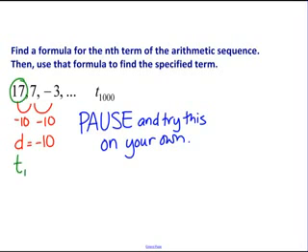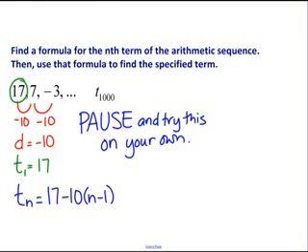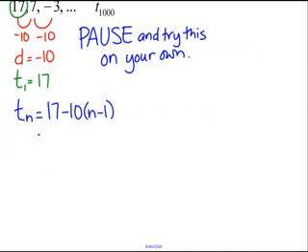Here we go. So the common difference is 10. And it's easy to tell from this sequence also that the first term is 17. We can use those to write a formula for the nth term, which is the first term plus the common difference times n minus 1.